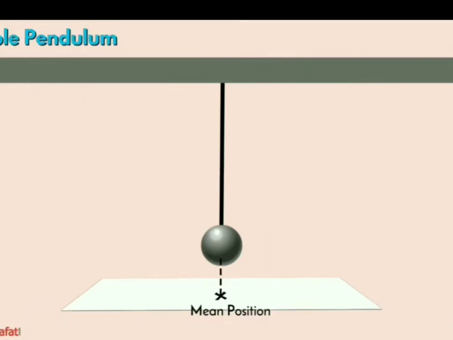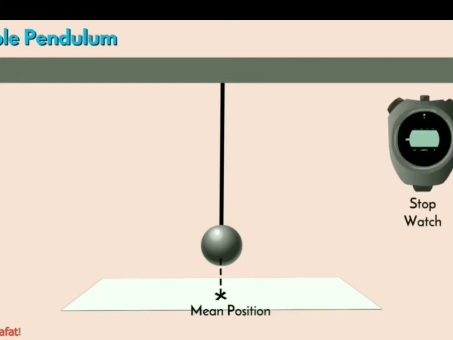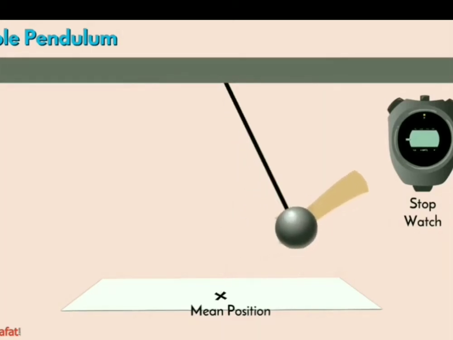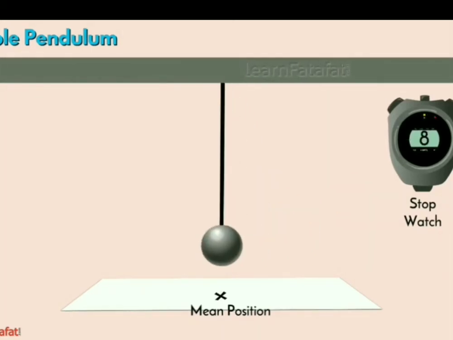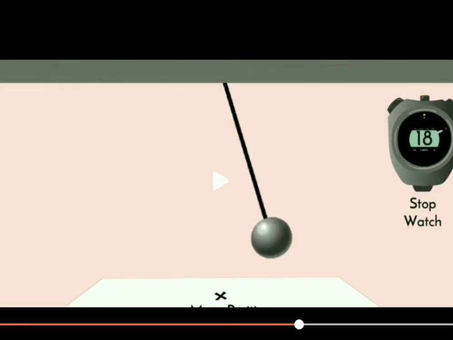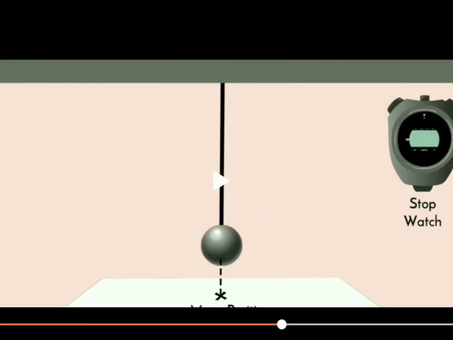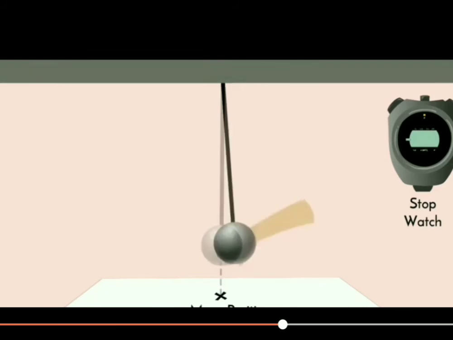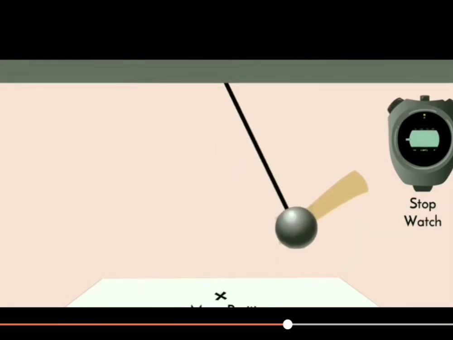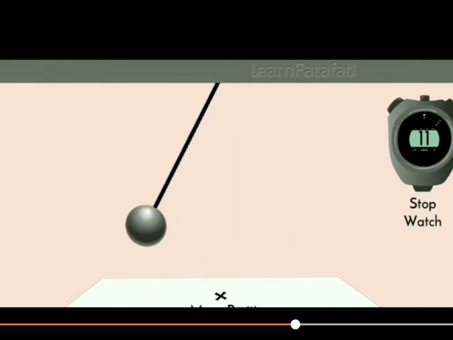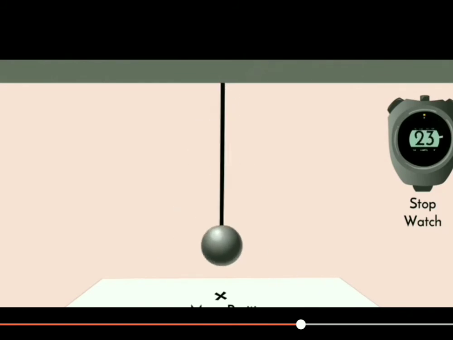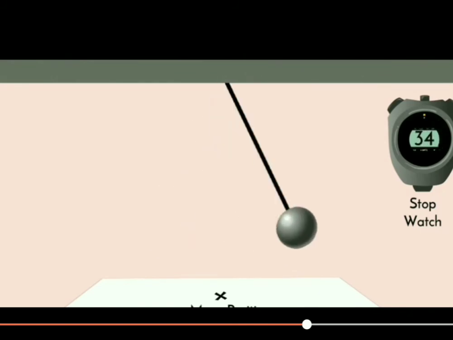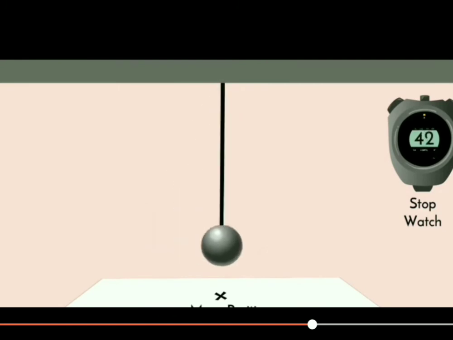Now what we have to do is take this bob slightly to the left or to the right. Before that, we have to take the stopwatch and start measuring the time. See here, what have we done now? The bob is taken to the left and it is released, and as soon as the bob is released, we have to start the stopwatch to read the time.